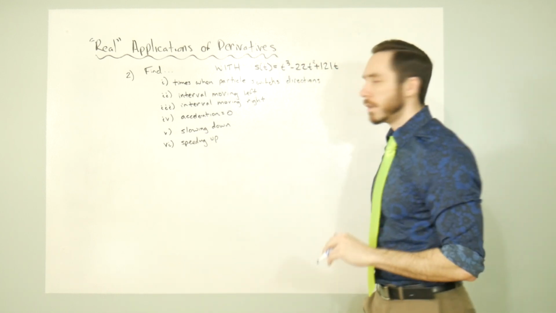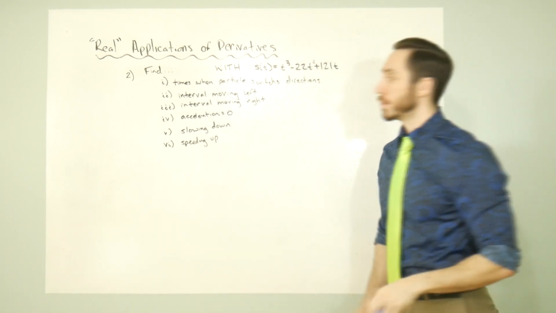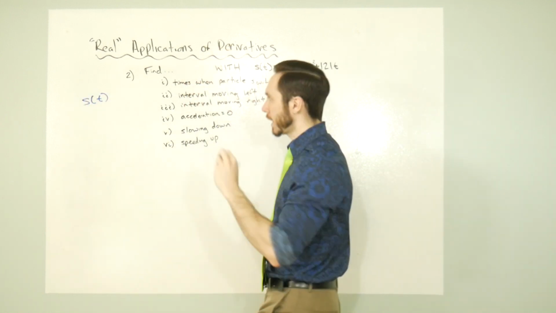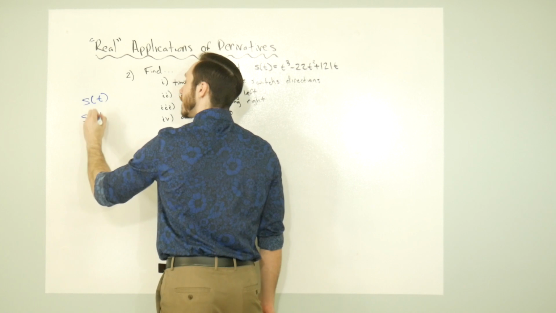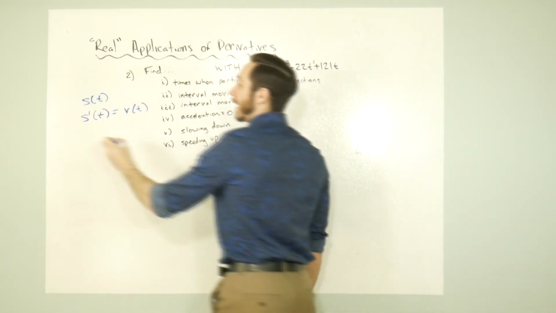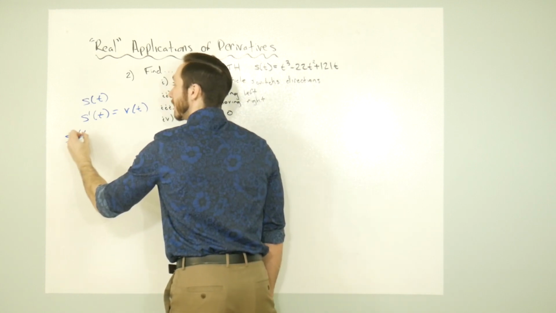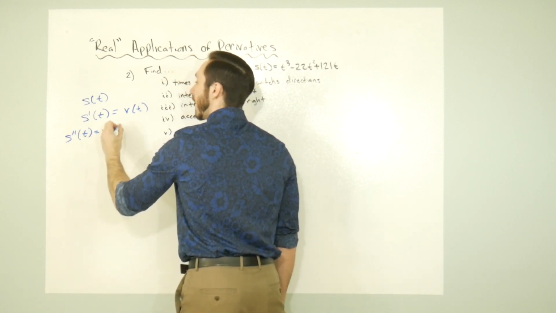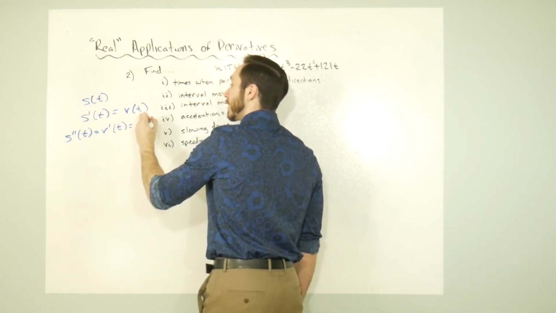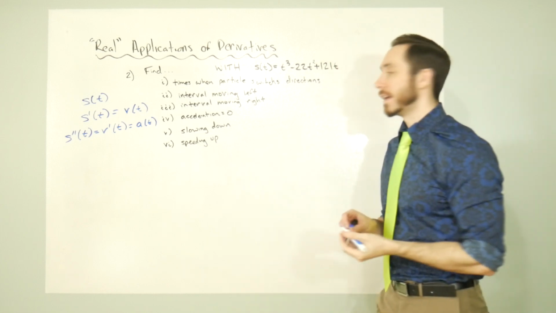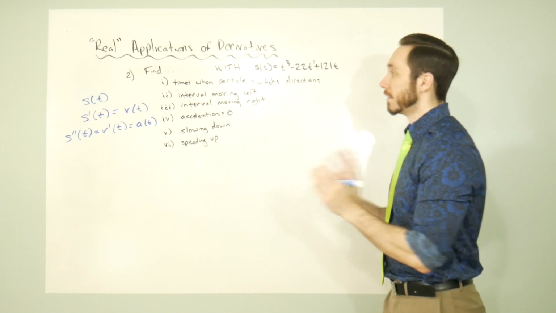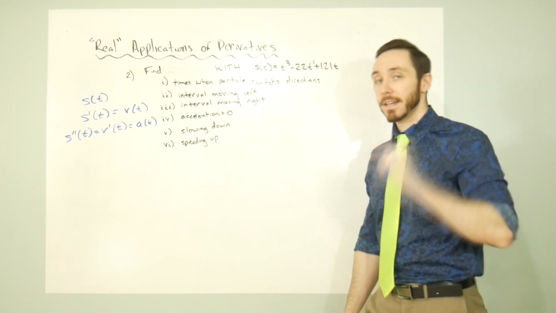So one thing we should know and love with any particle motion style problem is that s of t is our position function. Great. s prime, though, well, this is secretly our velocity function. And s double prime, well, that's secretly our first derivative of velocity, which happens to be our acceleration function. So this is a key relation between them. You take derivative of position, you get velocity. You take derivative of velocity, you get acceleration.